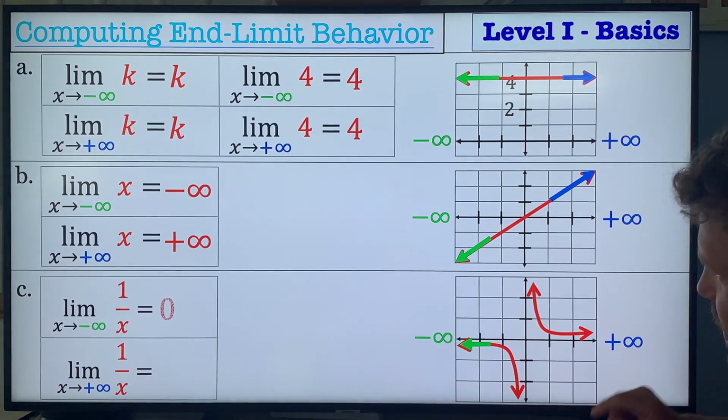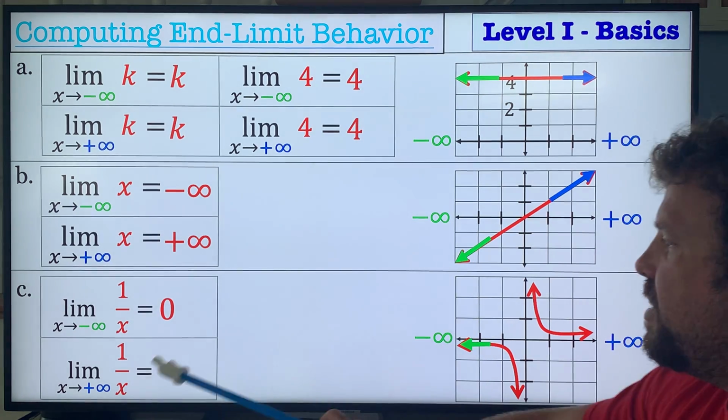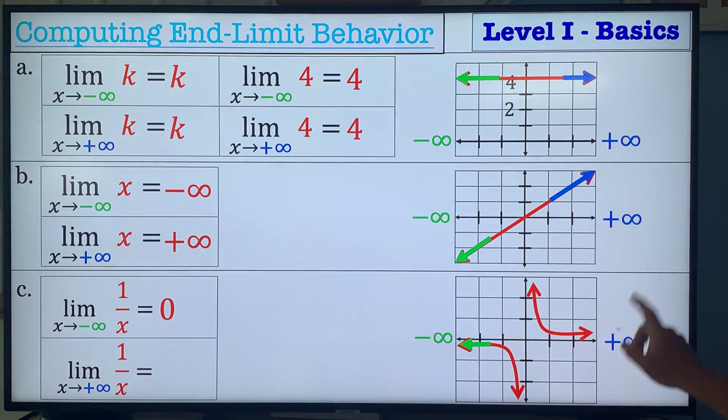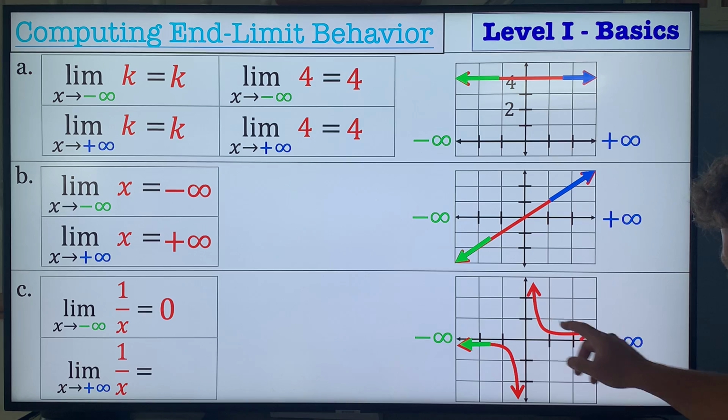Does it look like I'm leveling off at 0? 1 divided by positive infinity. We're going to be using this later on. What's 1 divided by, type in your calculator, 1 divided by, type in a whole bunch of 9s. What do you think the answer is?